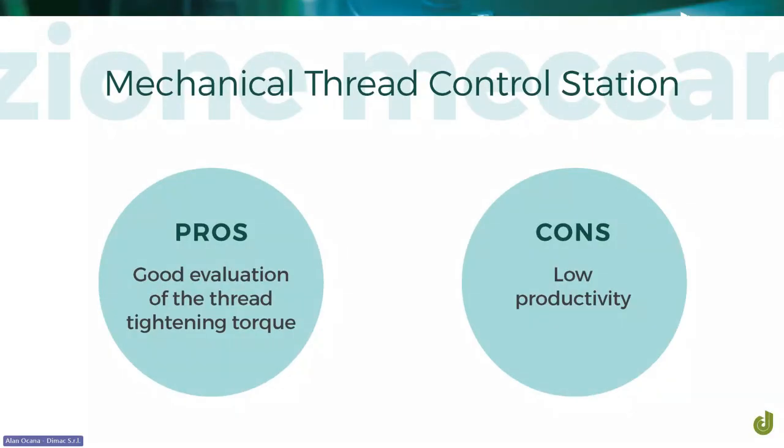All right. So what you've just seen here is what we call the rolling mechanical station, the setup that allows us to perform this type of torque estimation and thread engagement control.